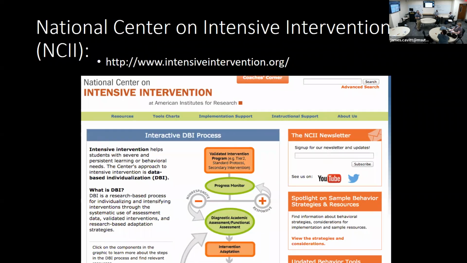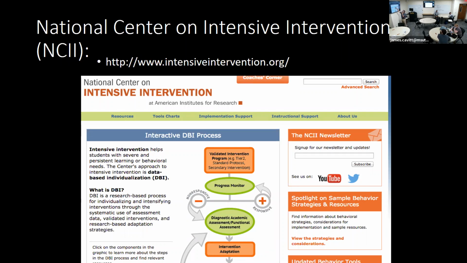This is what the National Center on Intensive Interventions website looks like when you go there, and it talks about: is that validated at whatever tier level it is? How do you progress monitor? What happens if the student is not responsive? How is it diagnostic? And then how do you adapt the intervention? So that's their data-based intervention approach.